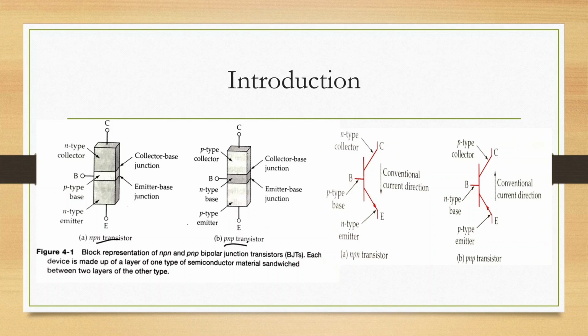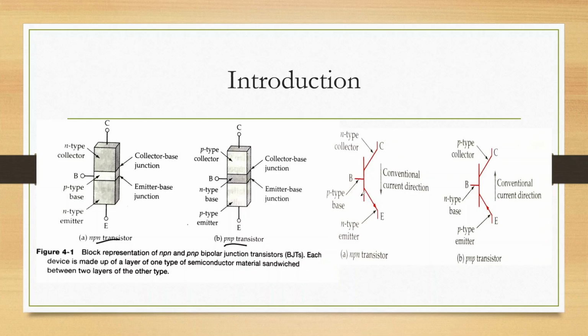So this is the PNP transistor, and this is the symbol which we use in our electronic circuits to represent the transistor. This is the NPN transistor, where the arrow mark points outwards, and where the arrow mark points inwards, this is the PNP.